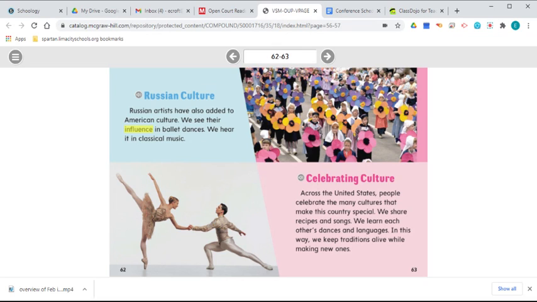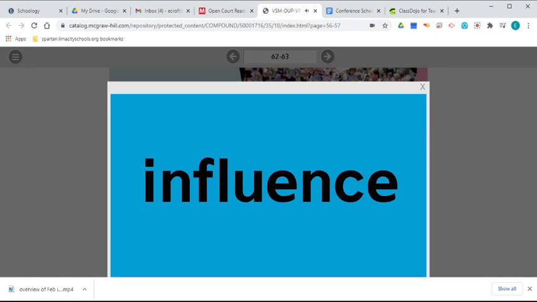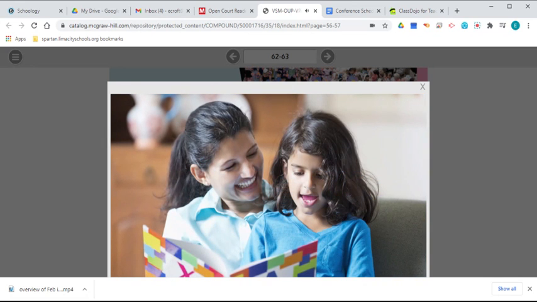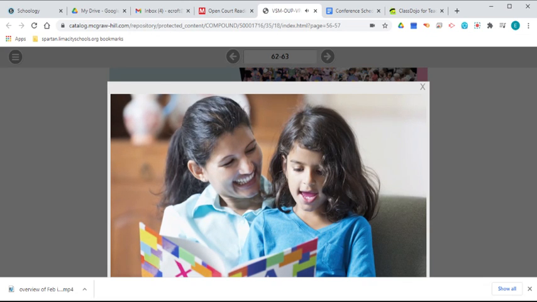Now, before I let you go, we have one vocabulary word. This is the word influence. We see their influence in ballet dances. Influence. Something that has the power to affect something else. See the girl reading with her mom. This is a good influence on her. It affects her in a good way.